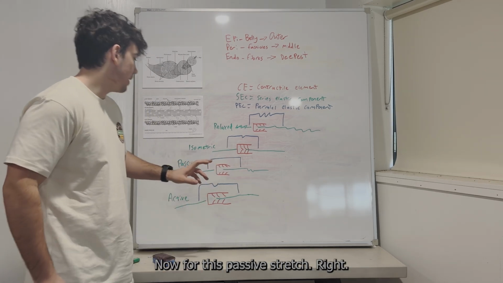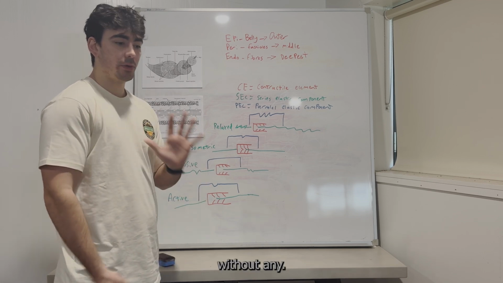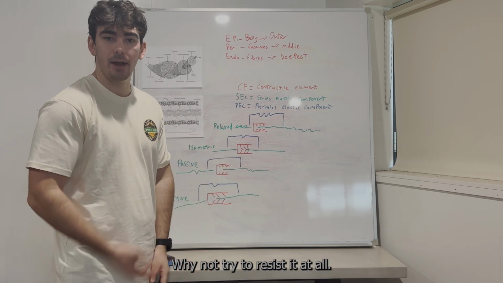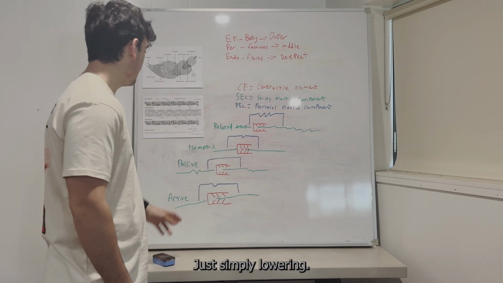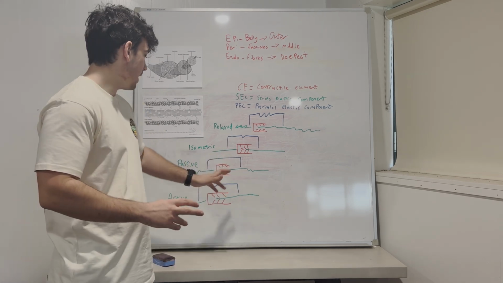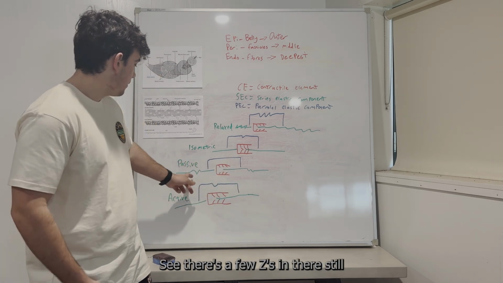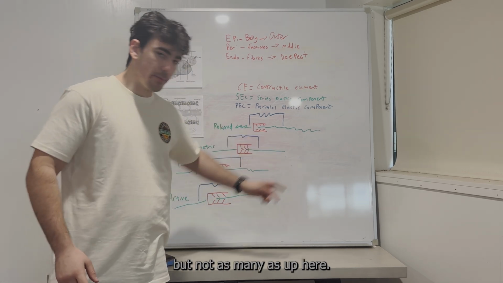Now, for this passive stretch, right? So this is just lowering your bicep without any weight, not trying to resist it at all, just simply lowering it. So what's going to happen is your contractile element is going to be switched off. It's not going to be active. Your series elastic component, see there's a few Zs in there still, but not as many as up here.